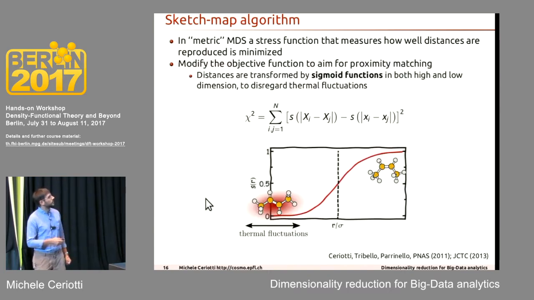And what we did in order to make the technique suitable for atomistic data was basically to say, okay, the problem is that these distances at small distances will correspond to stuff we don't care about, thermal fluctuations, small molecular rearrangements. And if two things are completely unrelated to each other, we don't care about representing accurately their distance. So what we do is we transform the distances so that we focus on the intermediate range that give us information on structures that are kinetically related to each other.